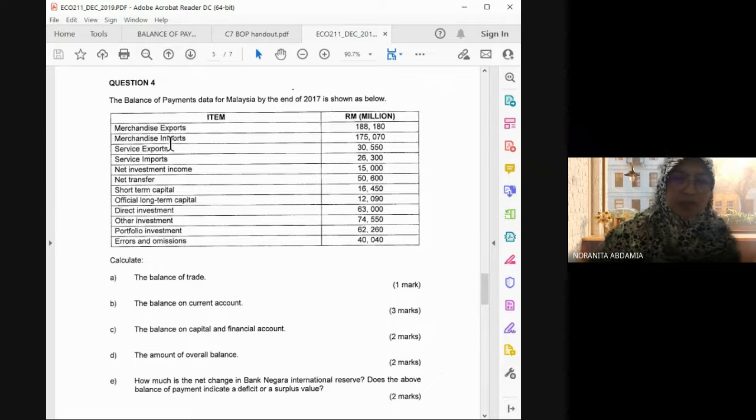So make sure you really utilize and label all the items, and you must recognize and categorize each item: which sub account it belongs to, which major account it belongs to. For example, the balance of trade. How to calculate the balance of trade? We know you already labelled it, there's merchandise, so this refers to the trade balance. So you write the answer here: balance of trade or trade balance account equals, write the formula first. The formula is export minus import. So what's the figure? Here 188 minus 175.0. Then you get the answer.